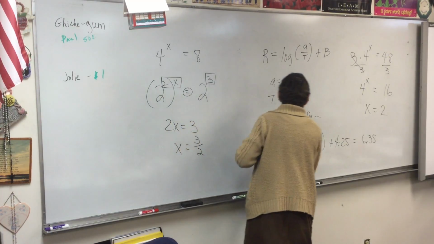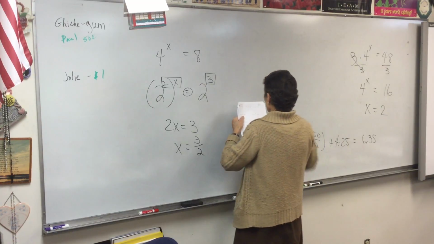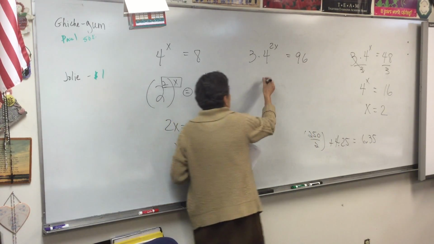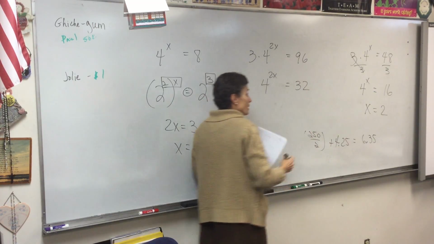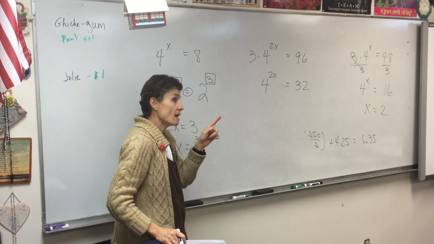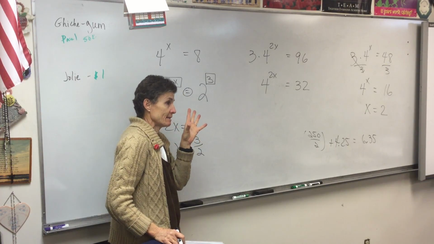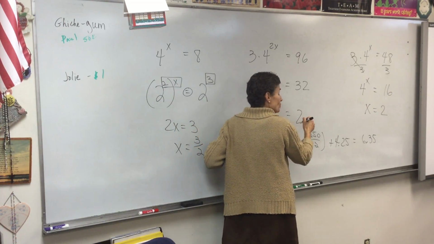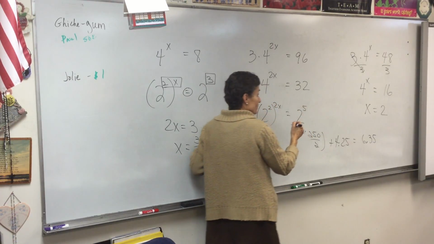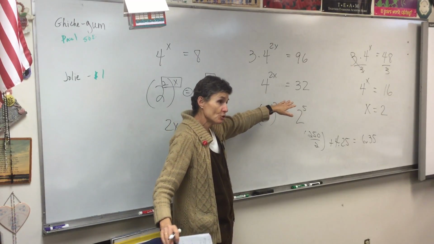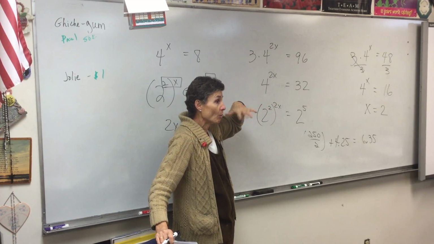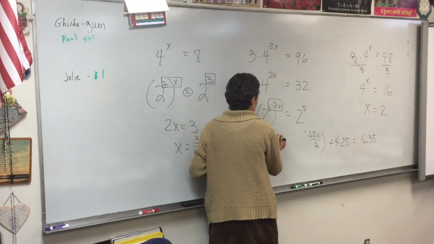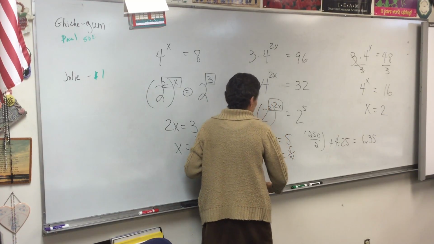All right, D. Think about what we did over there. Divide by 3. So 4 to the 2x equals 32. All right, now wait a second. 32 is not 4 squared or 4 cubed. It's not 4 to anything. However, 4 is 2 squared, and 32 is 2 to the 5th. So once again, 4 and 32 aren't powers of each other, but they are both powers of 2. What's this? 4x equals 5, so x equals 5 fourths.